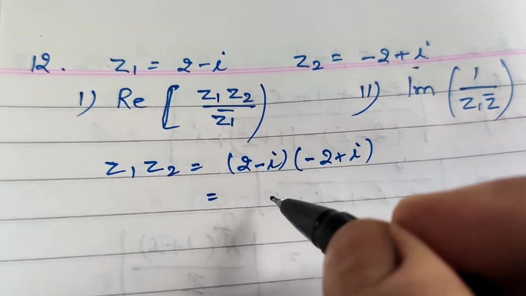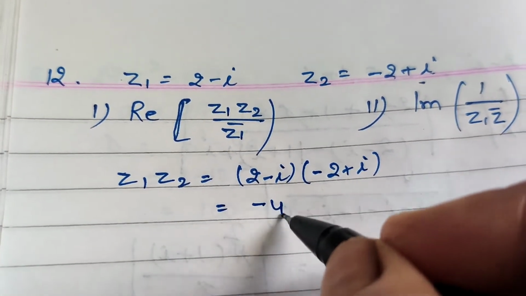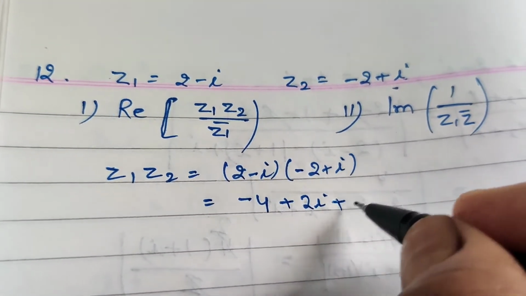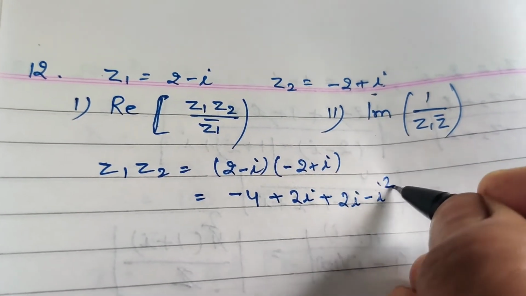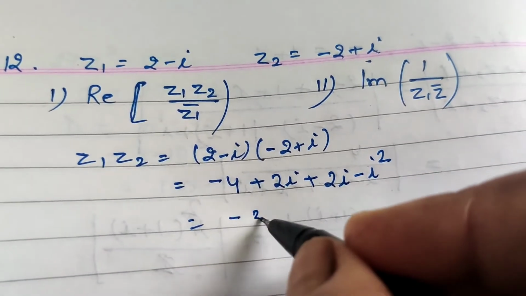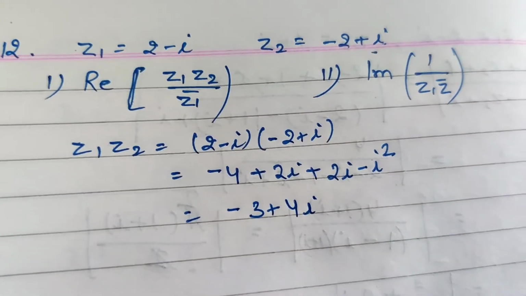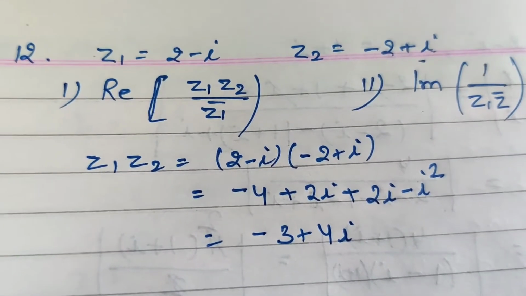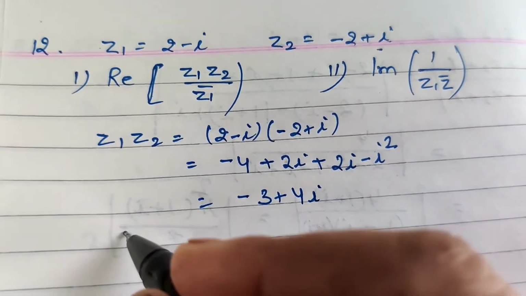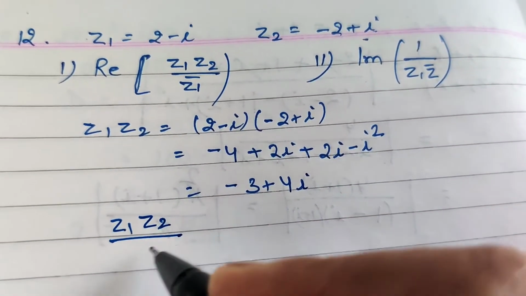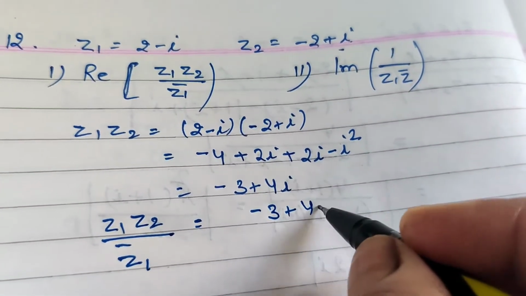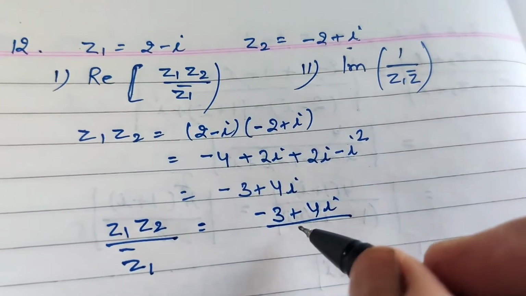Now multiplying, you get minus 4 plus 2i plus 2i minus i square. It is equal to minus i square, it is plus 1, so it is minus 3 plus 4i. Now find the value of the real part of z1 z2 divided by the conjugate of z1. It means minus 3 plus 4i upon the conjugate of z1, which is 2 plus i.